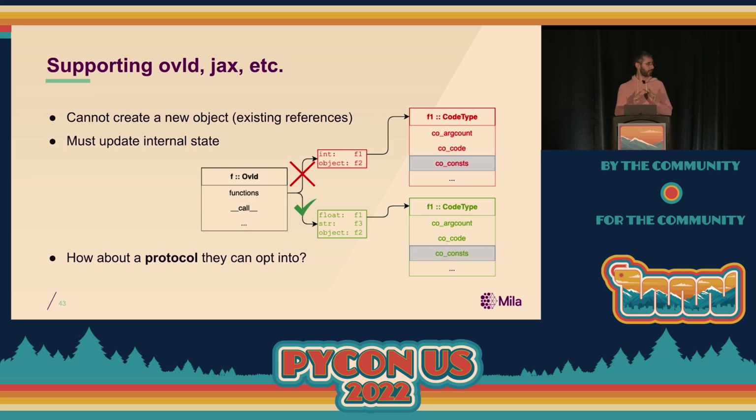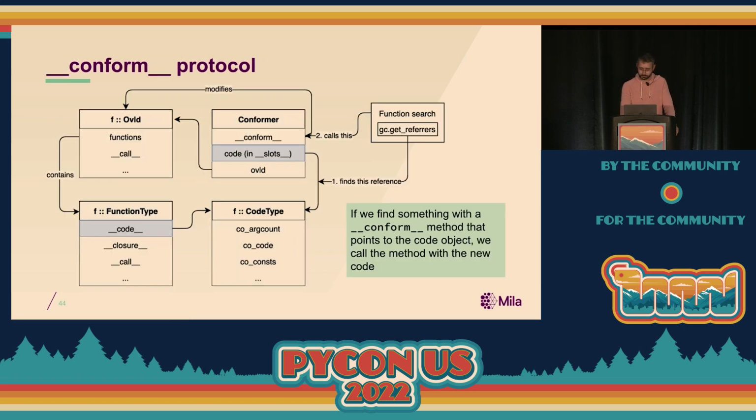But what if we had a protocol that libraries could opt into? I have made one, which may not be perfect, and the implementation might still be a bit buggy, but here it is. The idea is this. When we have a code object and we search for the functions that point to it, we could also search for a special kind of object. For example, this kind of conformer object. So when we do get referrers, it will find this link between the function and the code. And it will also find this link. And if it sees a link with an object that has a dunder conform method, it would know that, okay, I have to call this with the new code.